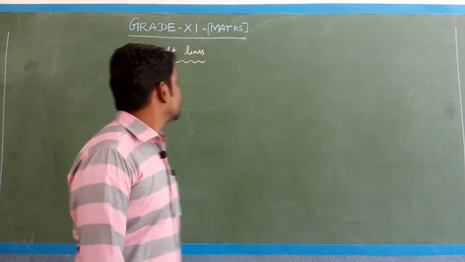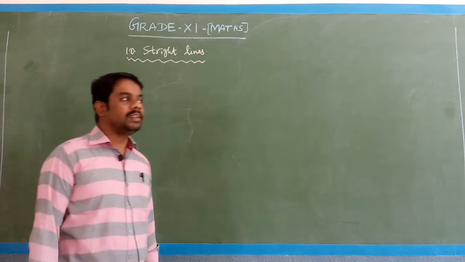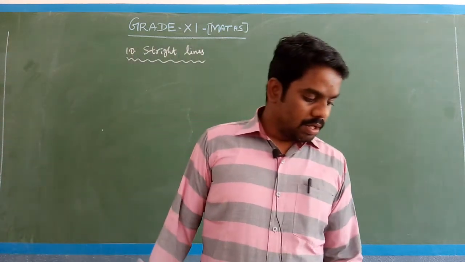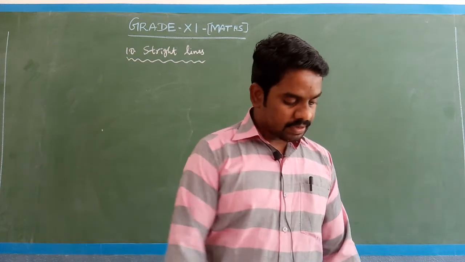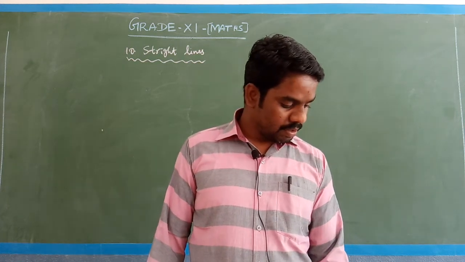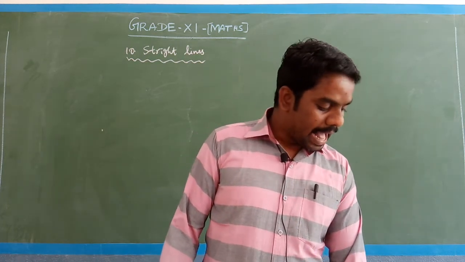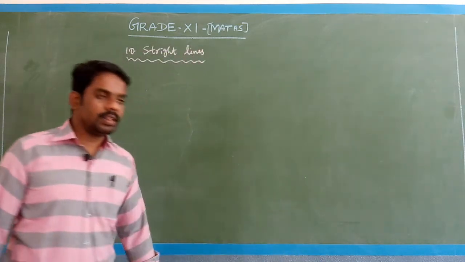Today in the same unit, we continue chapter number 10, straight lines. Exercise 10.1 is already completed except question number 11. And one concept, angle between two lines.